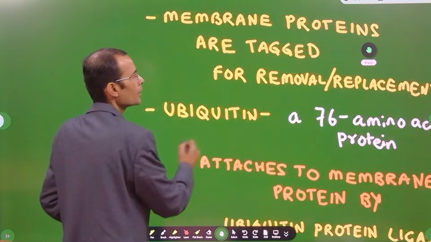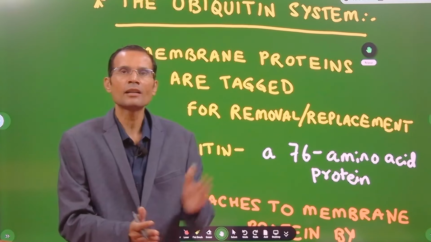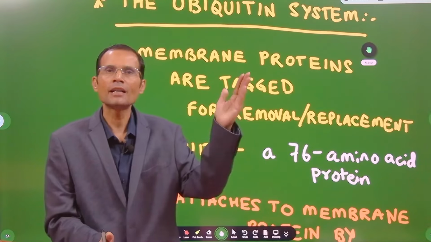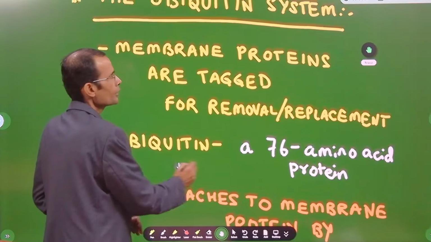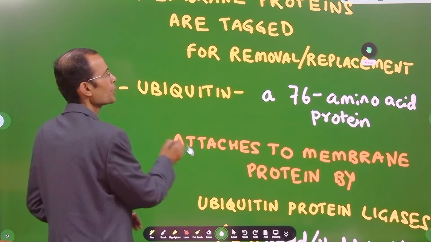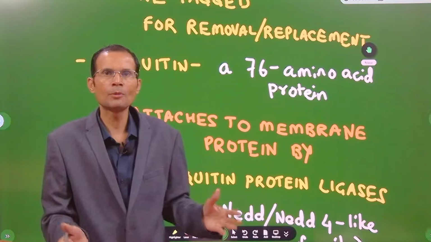And then, before we proceed, we have already said that once it is tagged, it will be removed from the membrane and it will be degraded. So let's understand a few more things about ubiquitin. Ubiquitin has a system of enzymes.